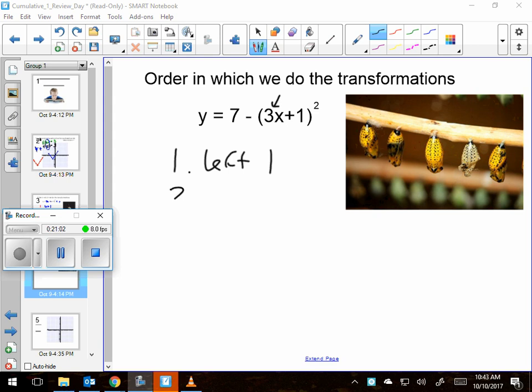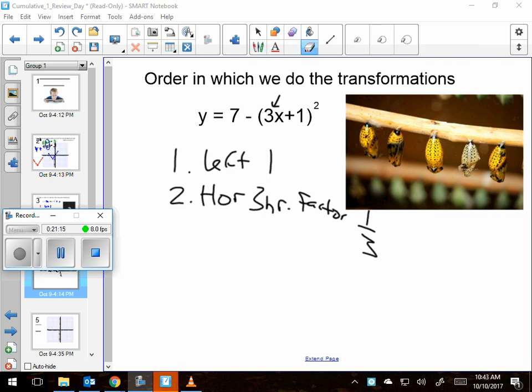Number 2, what do you think? Shrink factor 1/3. So many things to forget there. You are completely right. Good job. It's easy to forget and think it's a stretch. Once you do change it to shrink, it's easy to forget to change the 3 to a 1/3.